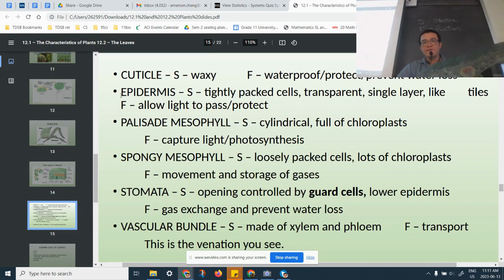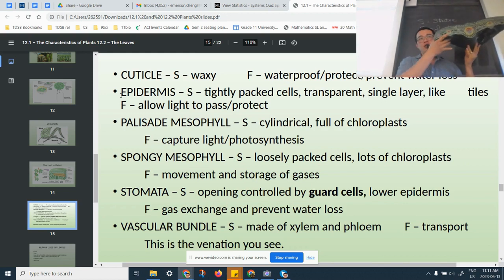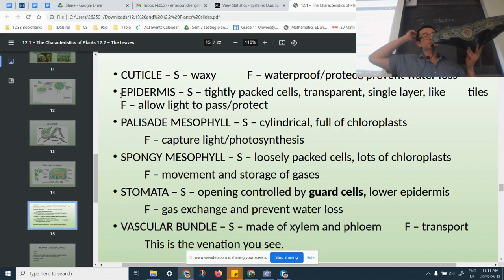And then right underneath it, you have the epidermis. So on the top row, you have these cells tightly packed here, but it is transparent. Not so much for doing photosynthesis, but again, it is to make sure that water vapor won't leave the cell. Trying to get the light in, but not have the water vapor leave, preventing water loss. Yes?